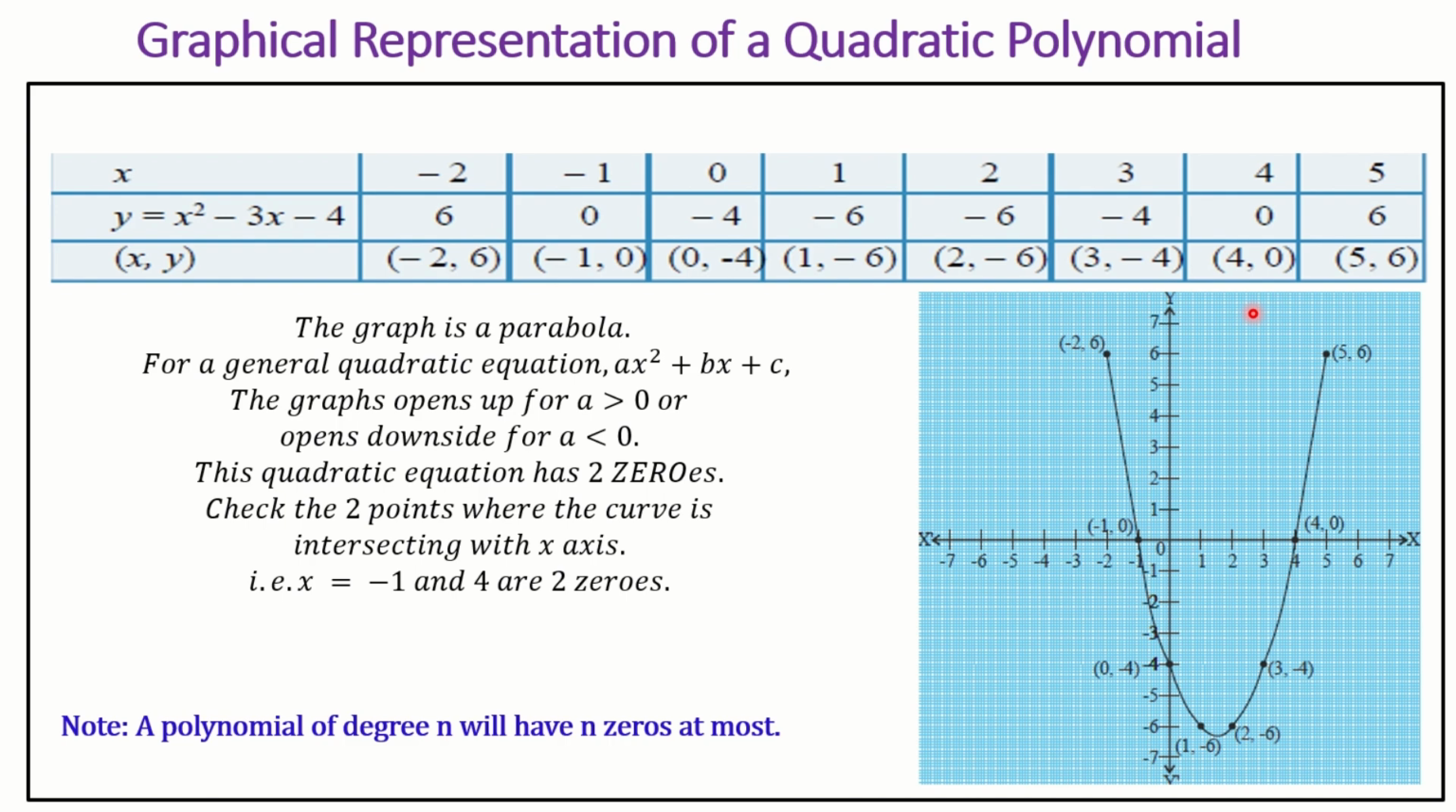So again note, a polynomial of degree n will have at most n zeros. This should go into your mind. You should keep repeating this one. Next.